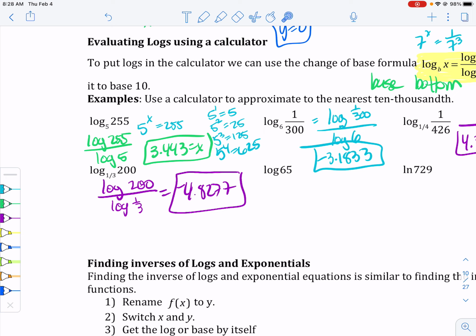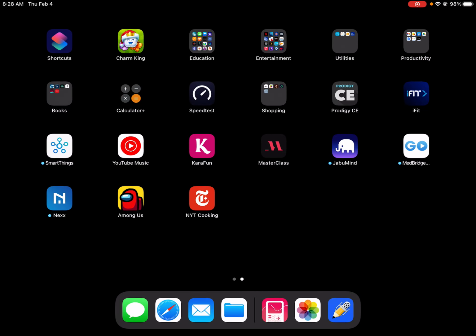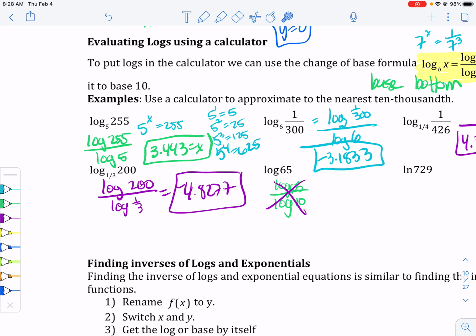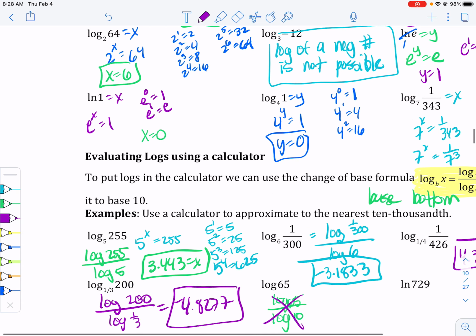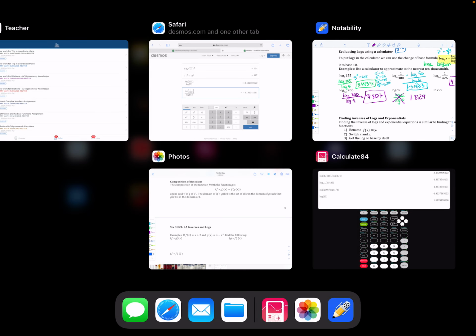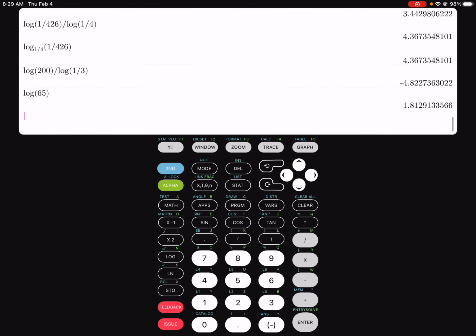Okay. Now, on this one, remember that our base is an unsaid 10, which means that this would be log 65 divided by log 10. However, our calculators are in base 10, so I don't actually need to do this. I just literally need to make my screen look like this on my calculator. So we have log 65, so I would just hit the log button and then 65, and then close my parentheses. So 1.8129.